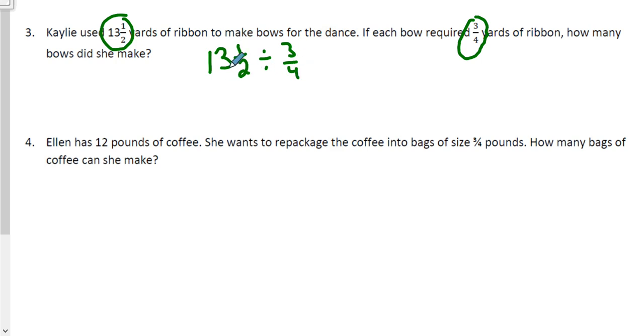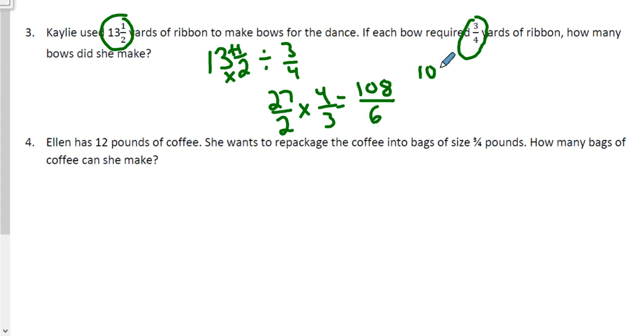So first, change this to an improper fraction, times, add. So I get 27 over 2. Opposite of division is multiplication. Reciprocal of the second fraction is 4/3. So 27 times 4 is 108 over 8. It's an improper fraction.